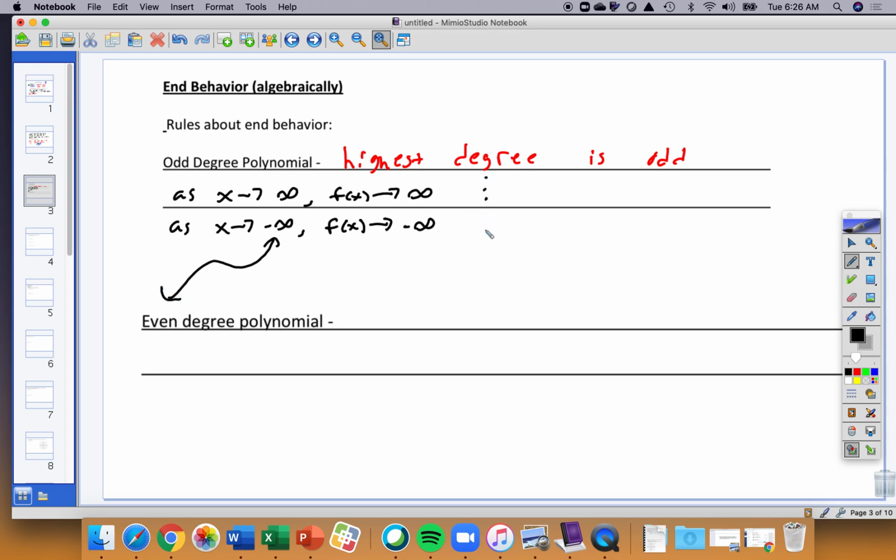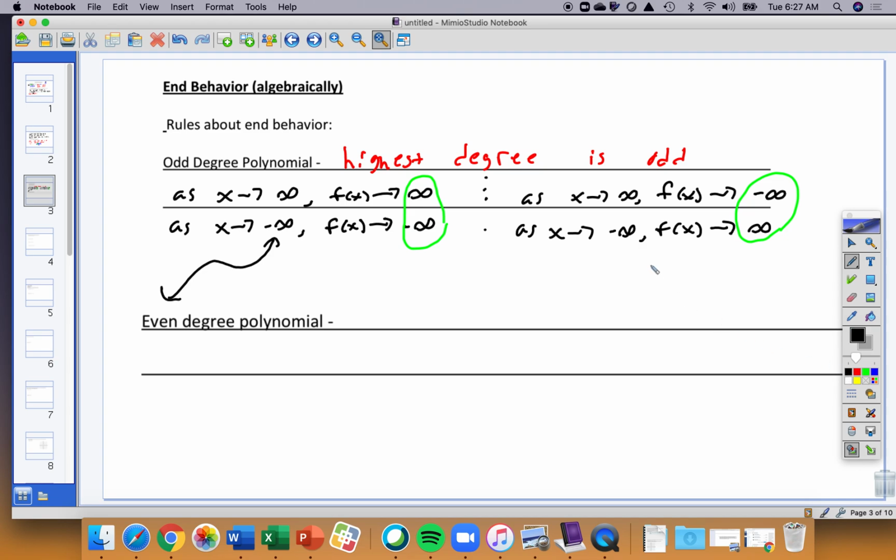Or as x approaches infinity, f of x approaches negative infinity, and as x approaches negative infinity, f of x approaches infinity. The key here is that my end behavior is different. They can't go off in the same direction. And this graph over here would look something like this, where they're going off in different directions.